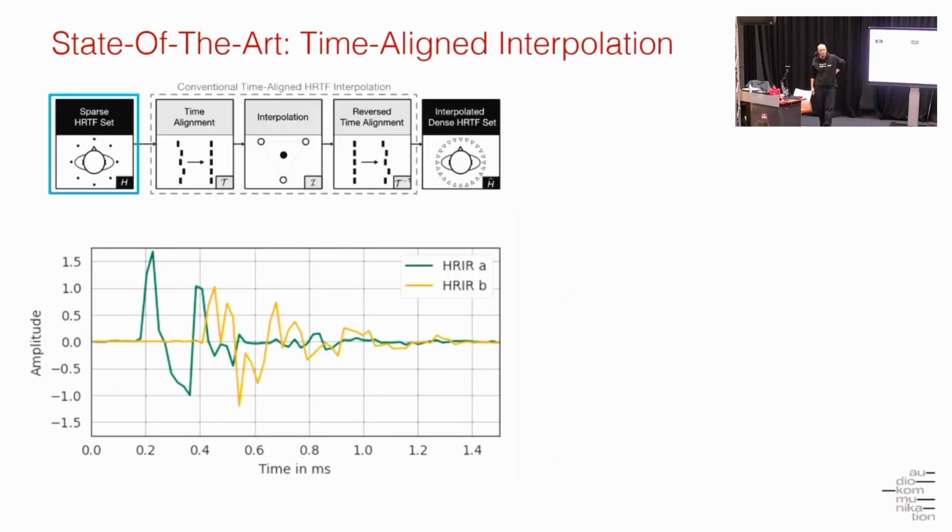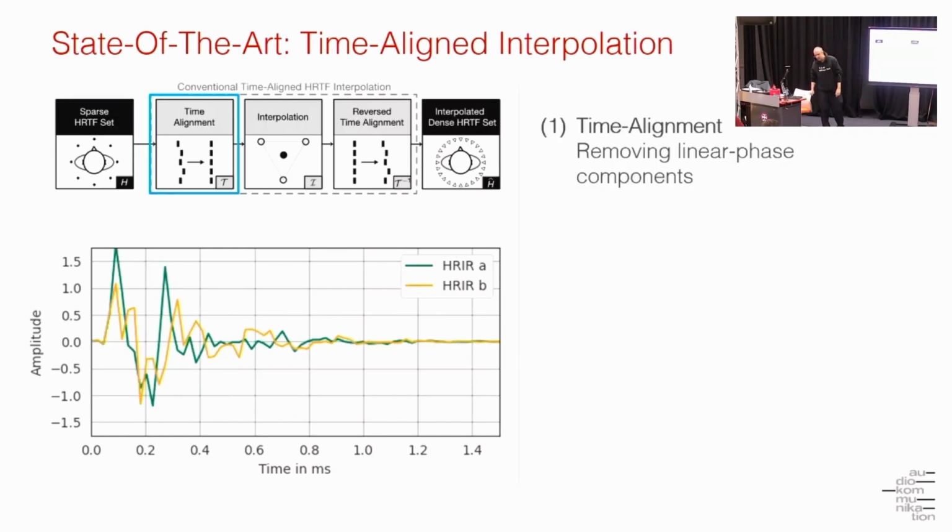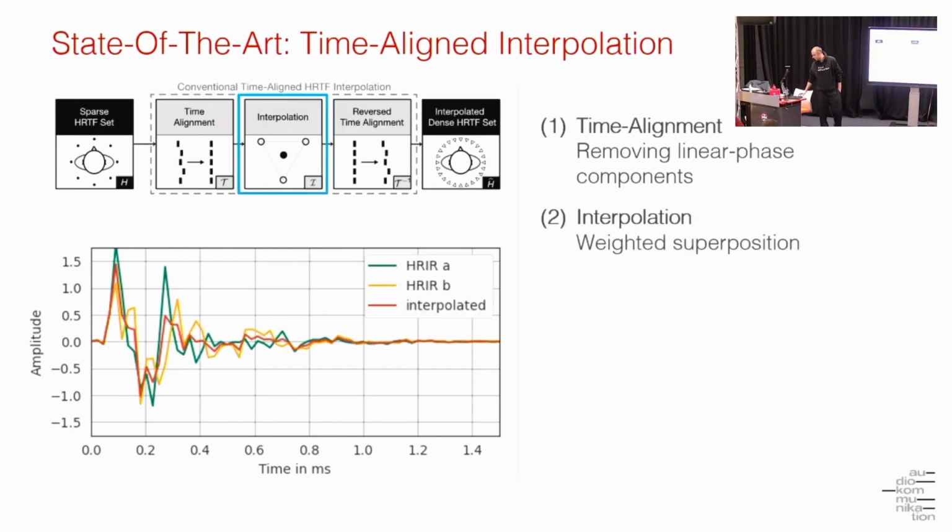So I'd say for the past maybe 5 to 7 years, the de facto standard has been so-called time-aligned interpolation. These two HRIRs, head-related impulse responses, are part of our sparse data set. And in the first step, we time-align those impulse responses by removing the linear phase component. And we will look into details later. This is just the rough thing how it works.